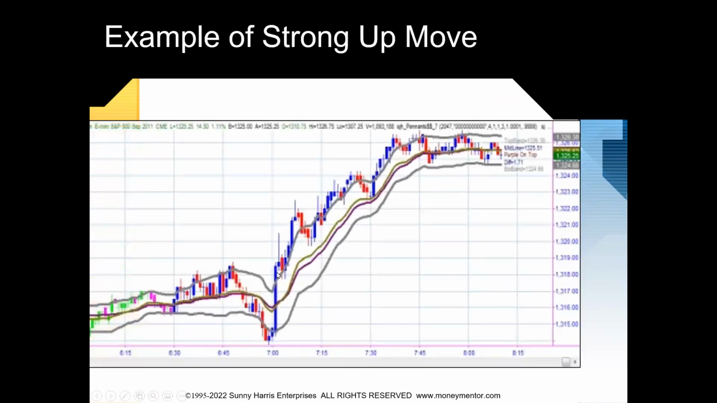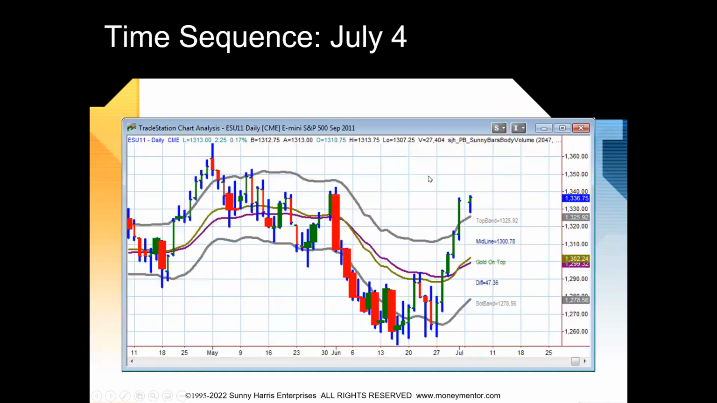Here's an example of a strong up move. You see how that comes down below the sunny band, back up again, and just keeps going up, up, up, hits the midline, keeps going up. And now we're into DMA's flat, so we're in congestion. You can take profits there, but I would not go short because the DMA's flat. Wait till it comes down further than that.